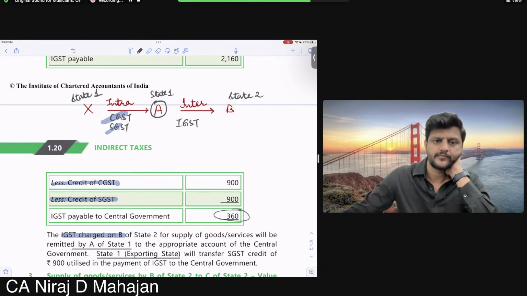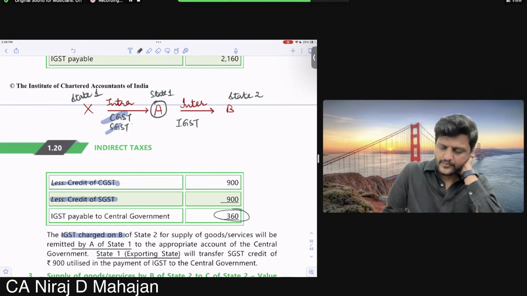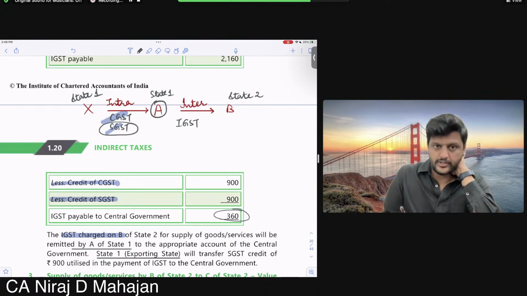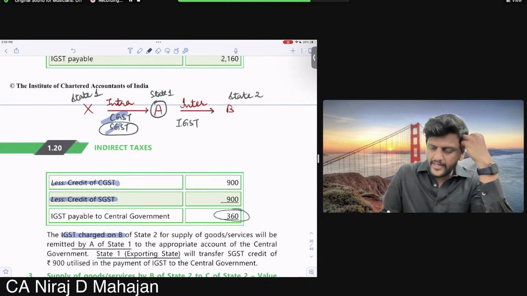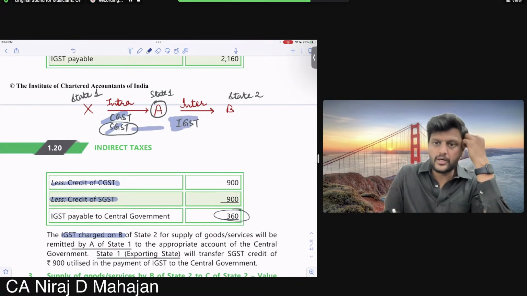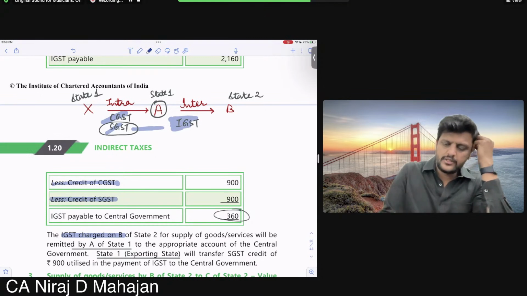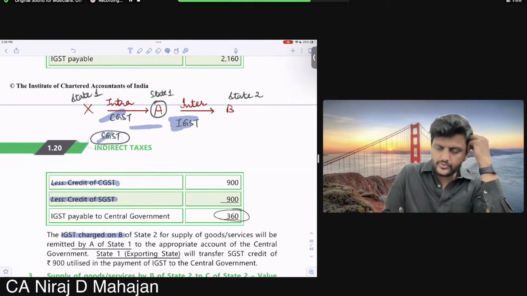Clear till here? The state 1 exporting state will transfer the SGST credit of rupees 900, utilized in the payment of IGST, to the central government. Basically, the state government will share this reduction with the central government. Okay? Because why? Because you are reducing the central government's revenue. How? Because from IGST you are reducing this SGST, yes or no? Therefore, the state government needs to transfer this SGST, whatever has been reduced, to the central government.